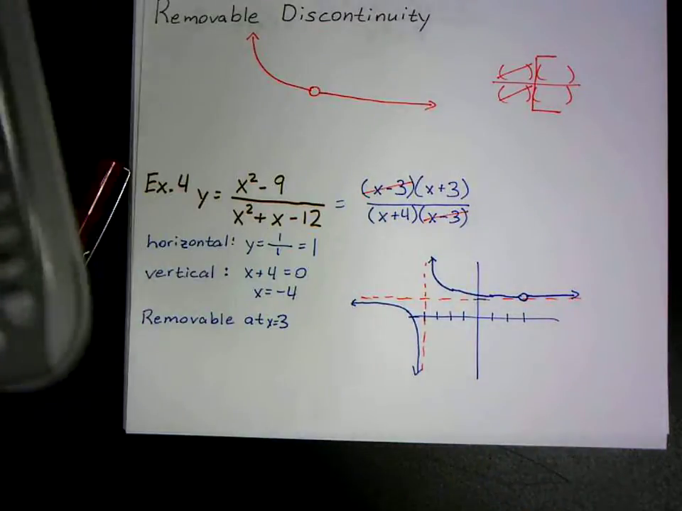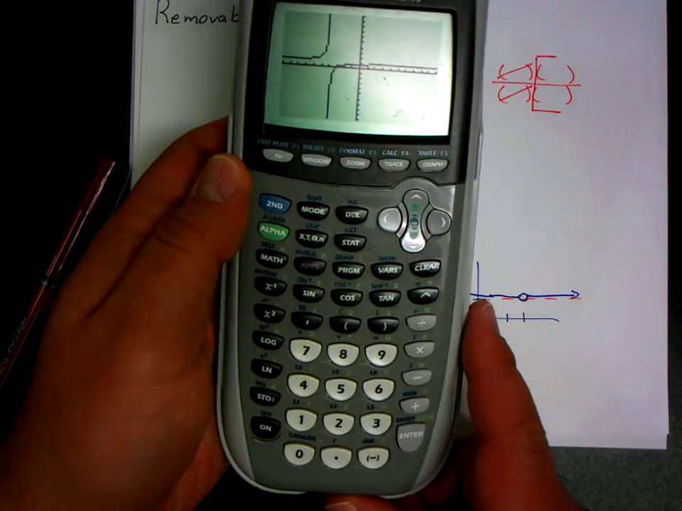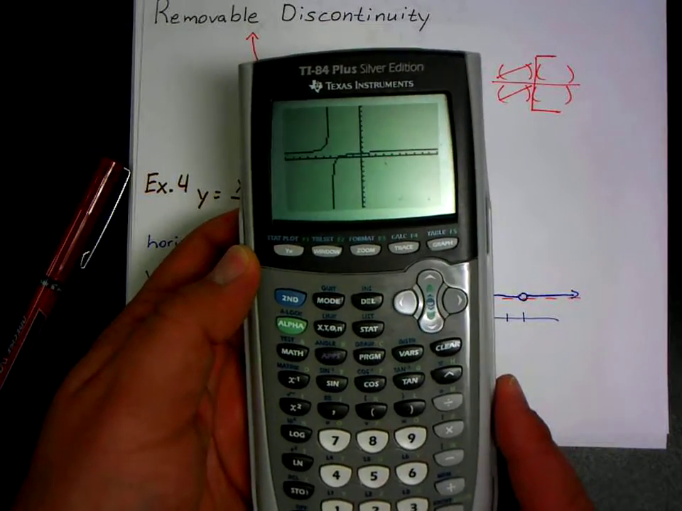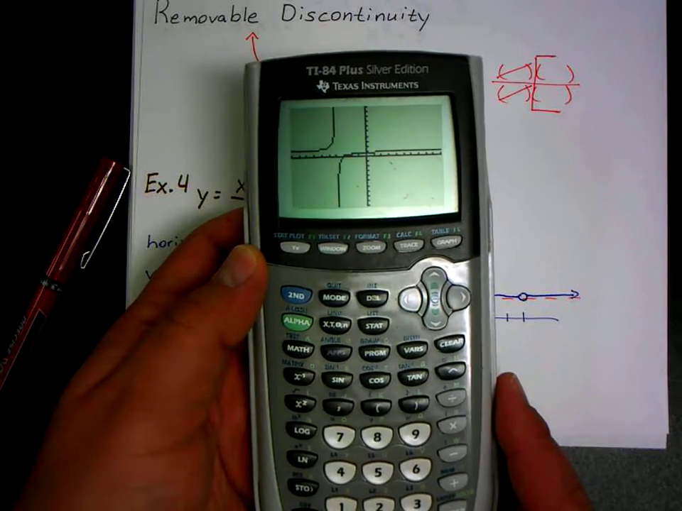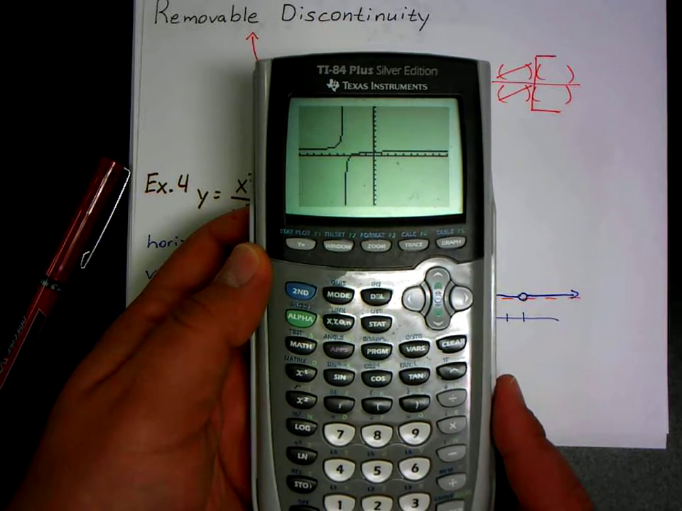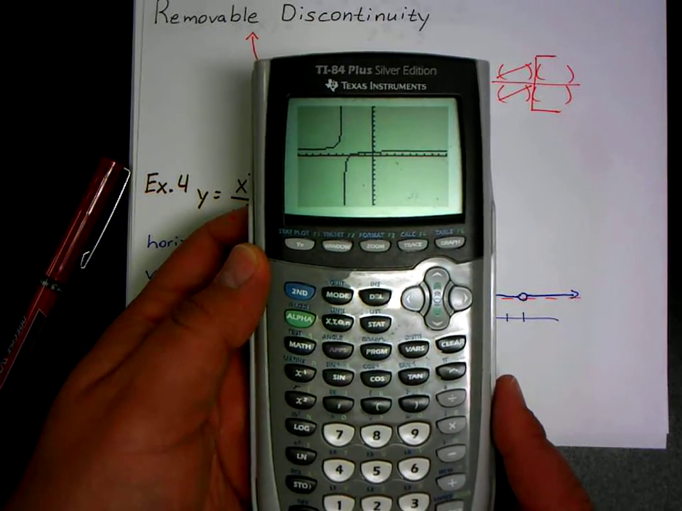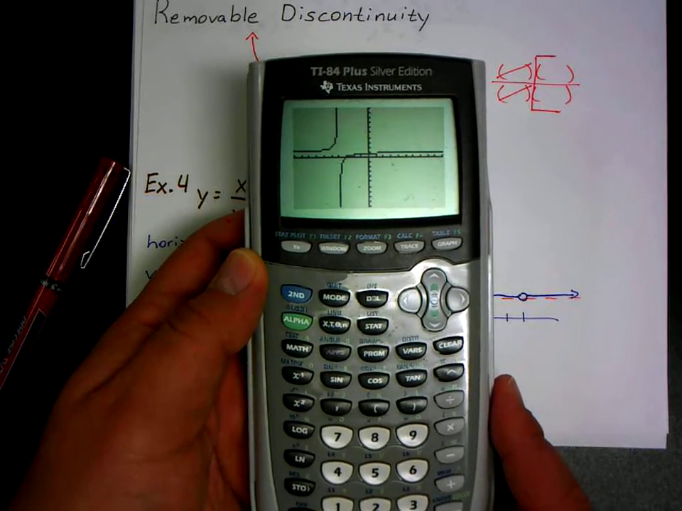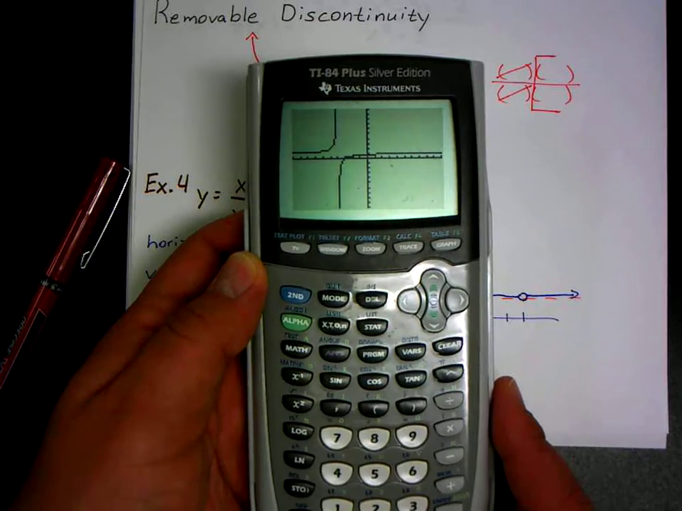Because your calculator, I drew it upside down. Your calculator doesn't show the removable discontinuity. It doesn't show that there's a hole there. So that's why you have to know some of this stuff before you go using your graphing calculators.